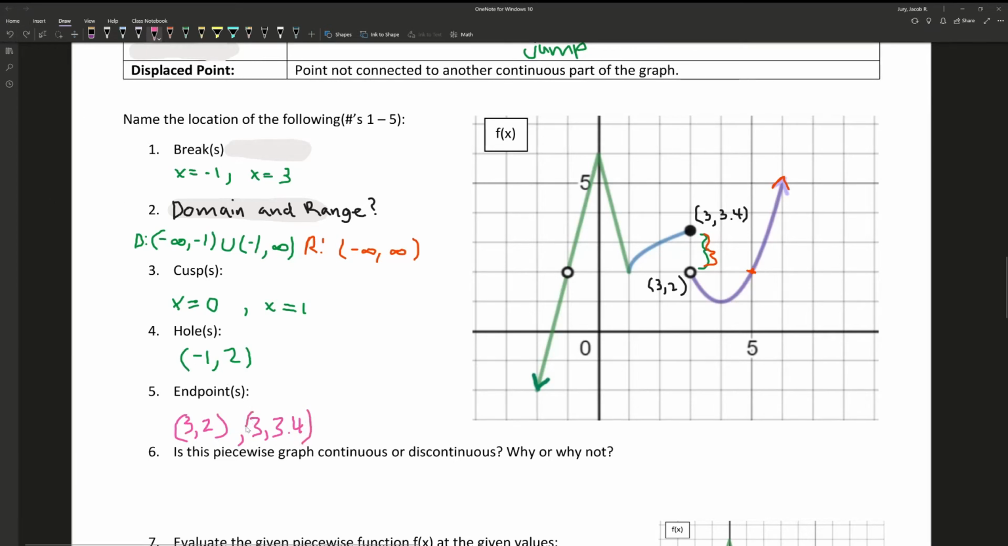And we want to figure out, is this piecewise graph continuous or discontinuous? Why or why not? This piecewise graph is discontinuous, and that's because we have breaks. No, because there are breaks at -1 and 3.